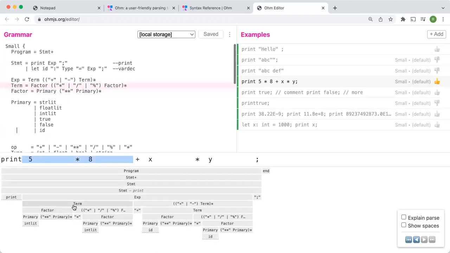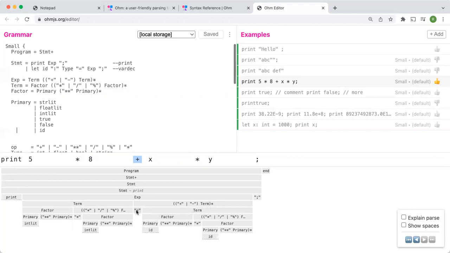Not only does everything pass, let's take a look at how things look. We have our 5 times 8 is here, right? This is 5 times 8. And then down here, we have our x times y. So we have our 5 times 8. We have our x times y. And then they're added together.